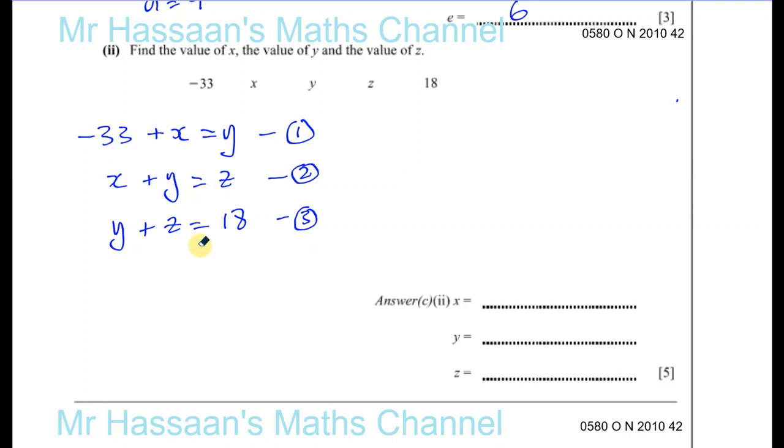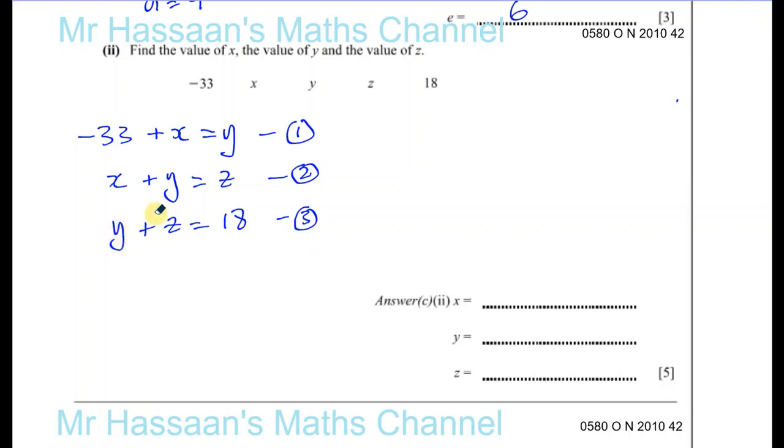Okay, so what you can think about here is I can imagine that this y here, for example, in this equation 2, I've got x plus y equals z. And here I've got minus 33 plus x equals y. And here I've got y plus z equals 18. So what I can do is I can see y is in all 3 of these equations. I've got y in equation 1, y in equation 2, y in equation 3.